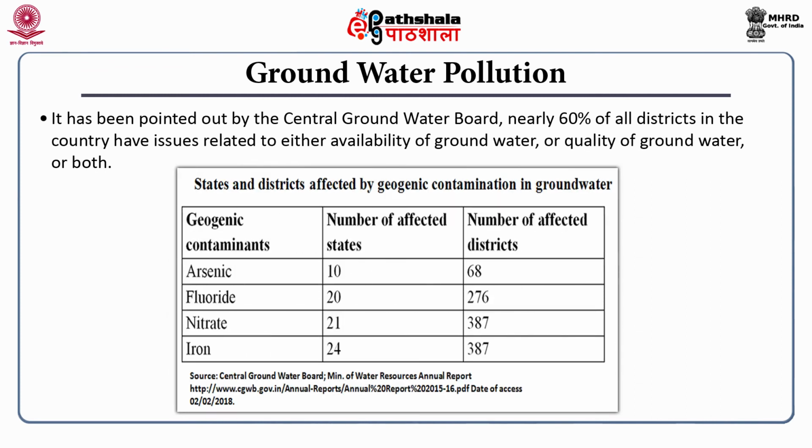This table shows different states and districts affected by geogenic contamination. Geogenic contamination is that contamination that arises from the earth or from the rocks in groundwater. According to this data, about 10 states and 68 districts of these states are affected by the arsenic problem. About 20 states and 276 districts of these states are affected by excessive levels of fluoride in the drinking water. About 21 states and 387 districts of these states are facing higher nitrate levels in the groundwater, and 387 districts of 24 states are also facing higher levels of iron in the groundwater.